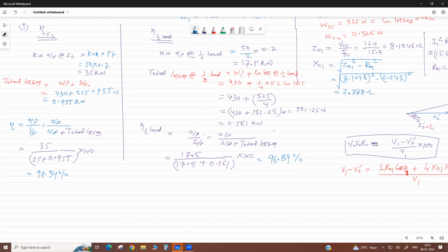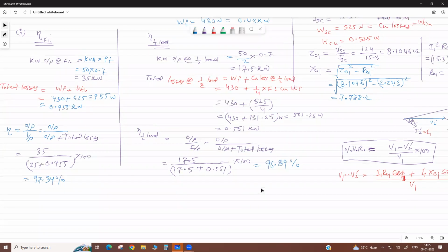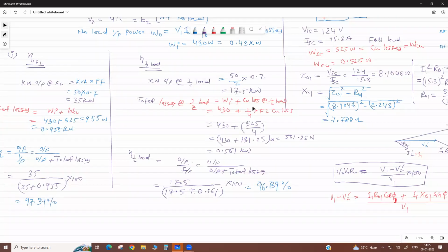That's why, see here, your efficiency is low, because we are operating the transformer at half load. That's why we do optimum sizing. If your equipment runs at partial load, its performance, meaning efficiency, goes down, because for the same iron loss, your kilowatt output is less.